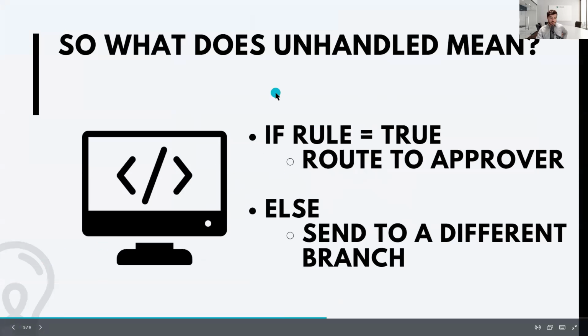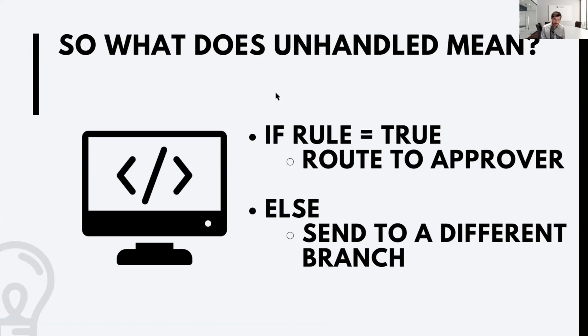So the biggest question that I get while setting up workflows and how we're setting this up is that almost every rule in our system has the ability to be set up as an unhandled rule. And almost nobody intuitively knows what that means. If you are familiar with programming or development at all, it's really the else statement in how things are set up. So if a rule equals true, you send it to the approver.